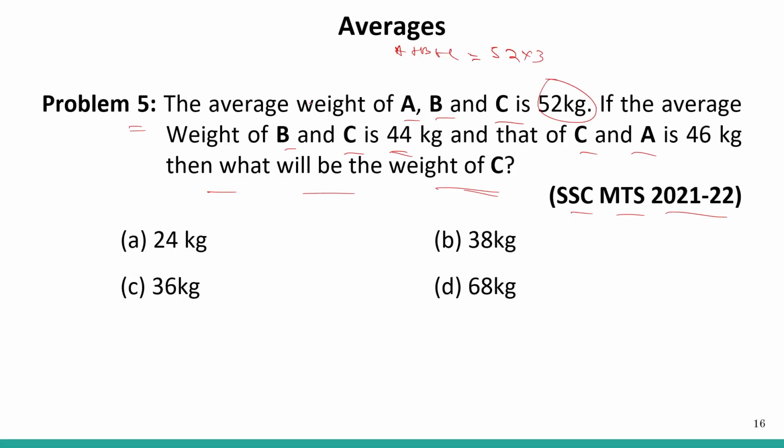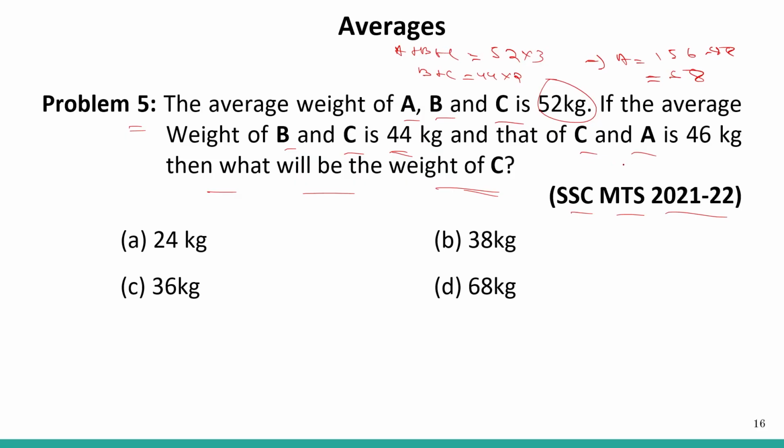Right? So if the average weight of B and C is 44, given that B plus C is equal to 44 into 2, right? So this implies that A is equal to what? 52 into 3, that is equal to 156 minus 88. So this is equal to 68.